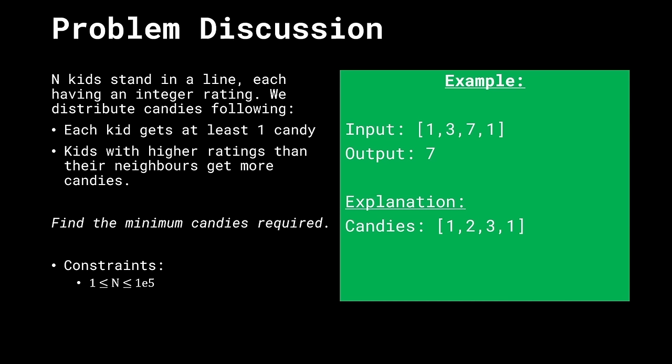Let's take an example to understand this better. When the input given to us is 1, 3, 7, 1, the output is 7. And that's because the candies we can give them are 1, 2, 3, and 1, respectively. Let's go ahead and take a look at a visualization to help us understand what's going on better. So here, what I've done is I've plotted out all the values. So the kid of the rating 1 is present at the first index, then the kid of the rating 3, then 7, and then 1 back again.